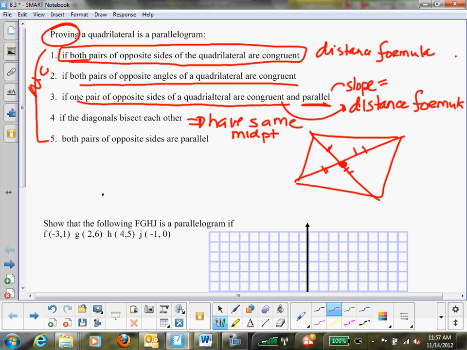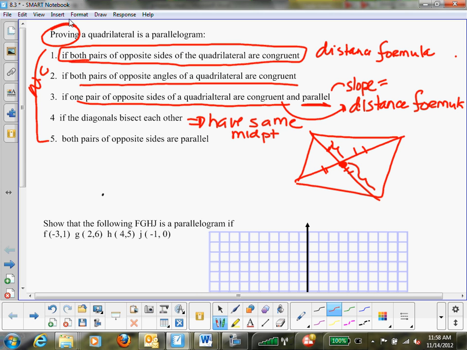What else could you use? I guess you could show the distance from here to here is the same as the distance from here to here, but that's a little bit more of a lengthy process, isn't it? Athena? Right. Right. We're not talking about the angles. We're talking about the lengths.